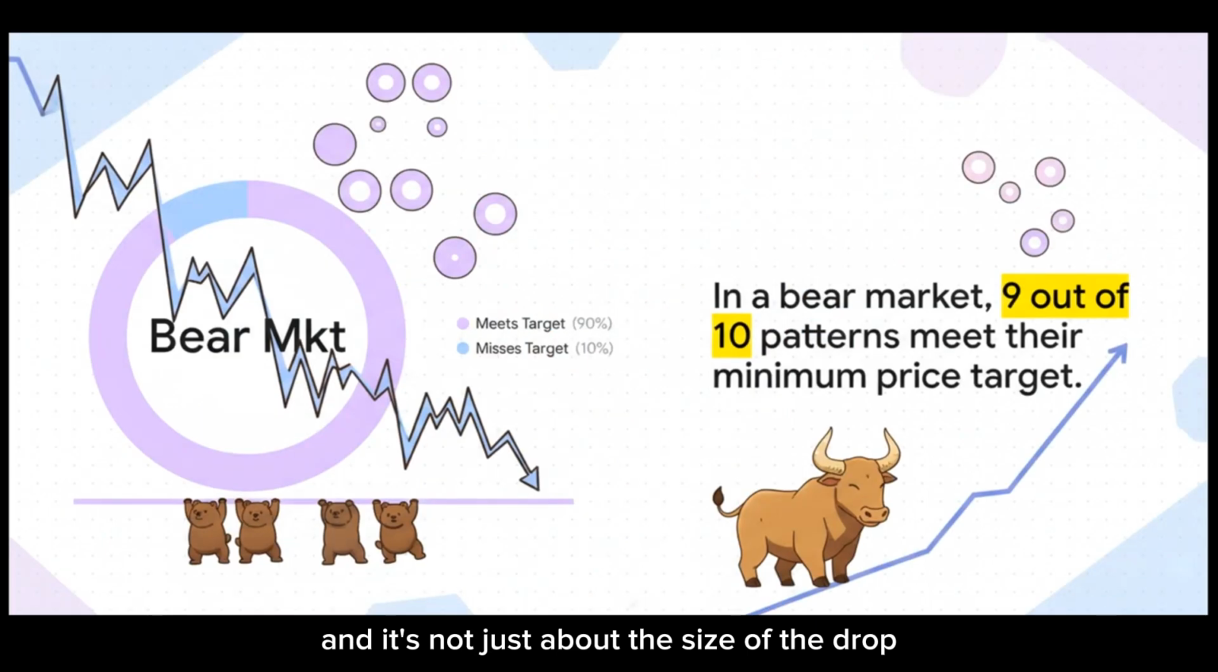And it's not just about the size of the drop, it's about how reliable it is. This pattern has a predictable price target. And get this, in a bear market, it hits that target an incredible 90% of the time. Even in a bull market, it's still a solid 78%. That tells you this pattern isn't just a fluke, it's got real statistical backing.